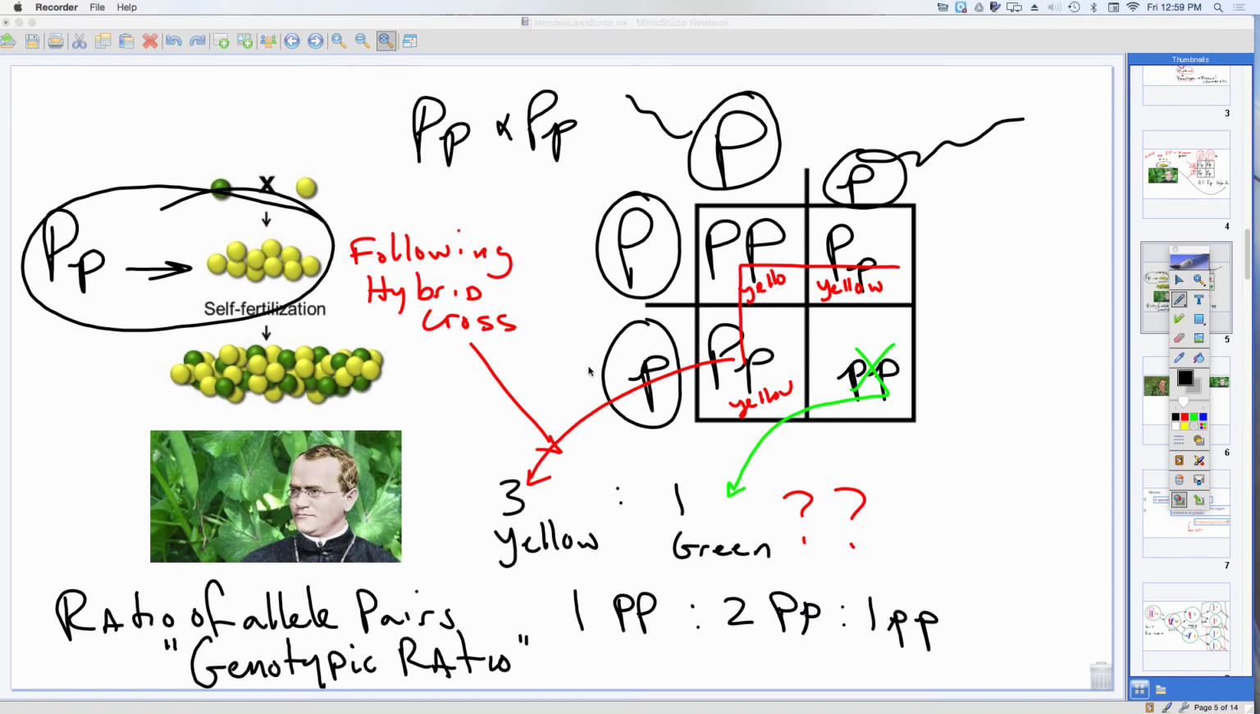Well, that's it. That's our intro to genetics and how to set up a Punnett Square. More on this when I see you in class.